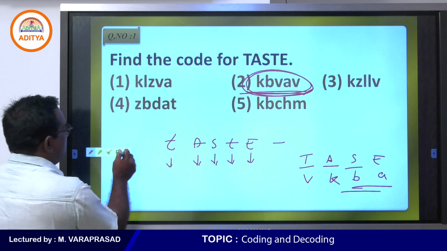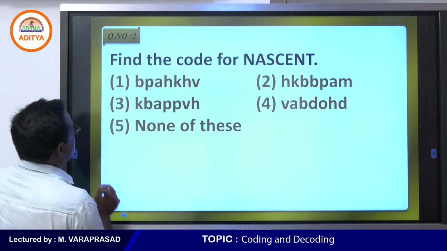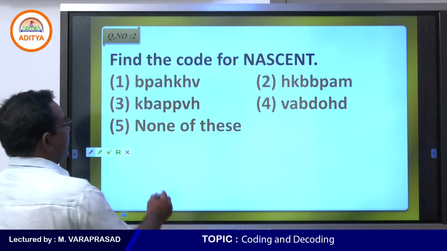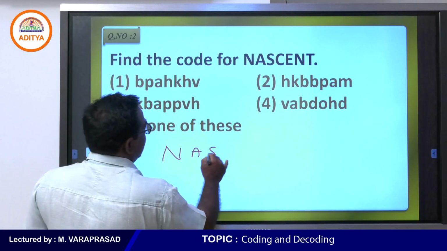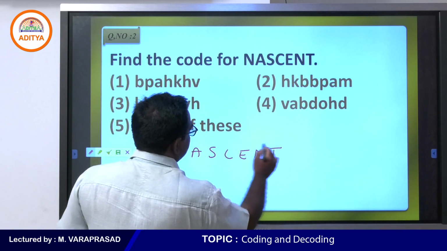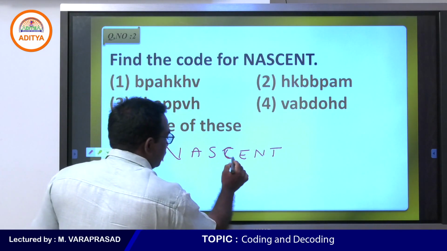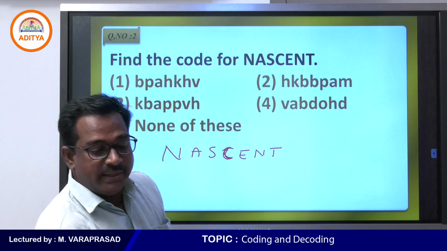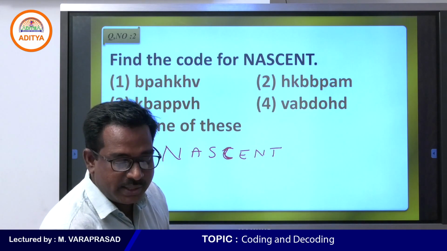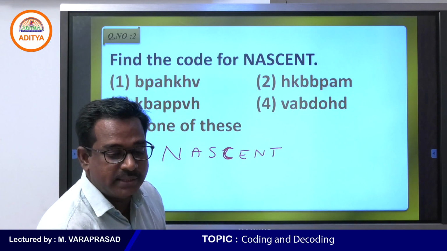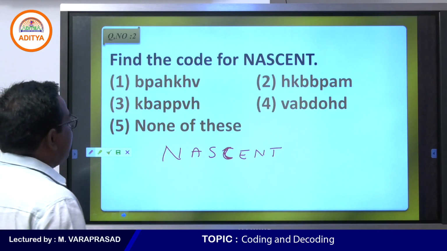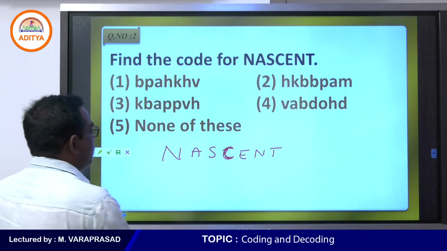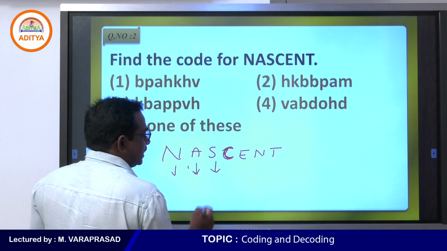One more example we can do for the same data. What is the code for NASCENT? Same paragraph. Yes, my students, right? So what is the second question's answer? What is the code word for NASCENT? What is the code word for N? What is the code word for A? What is the code word for S?